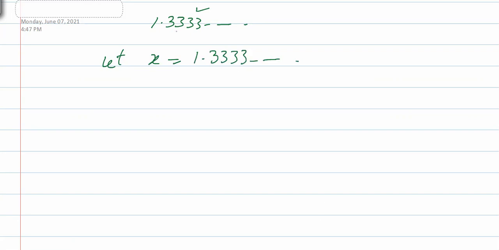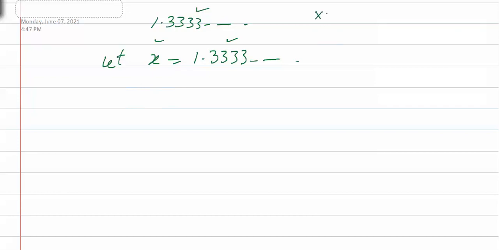Doesn't matter. Now, how many digits are repeating? Anyone would like to tell here? How many digits are repeating here? Only one digit is repeating. Yes. Okay. If one digit is repeating, multiply both sides by 10. Because you can see this is the left side, this is the right side. Only one digit is repeating, so multiply both sides by 10.